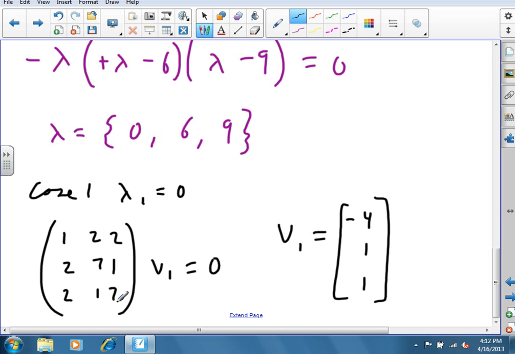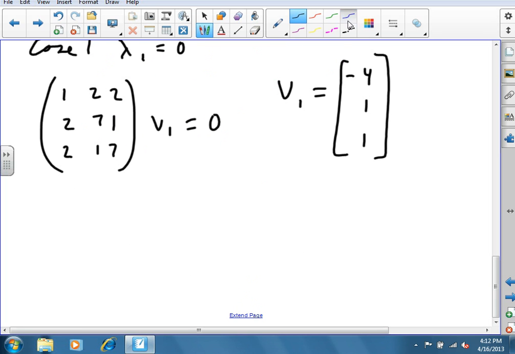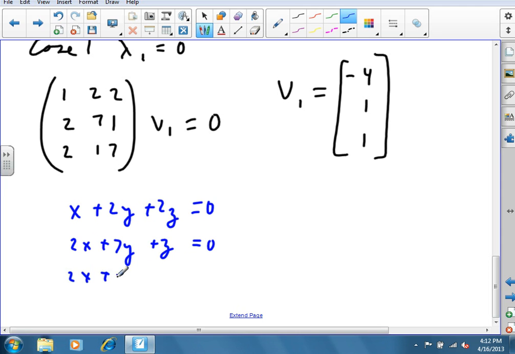Okay. How would you do it otherwise? I wouldn't. That's the only way I would do it, because there's an infinite number of solutions, right? And no matter what else you do, you're going to be hosed. So x plus 2y plus 2z is 0, and 2x plus 7y plus z is 0, and 2x plus y plus 7z is 0. And I'm going to solve those simultaneous equations, and what am I going to find out?